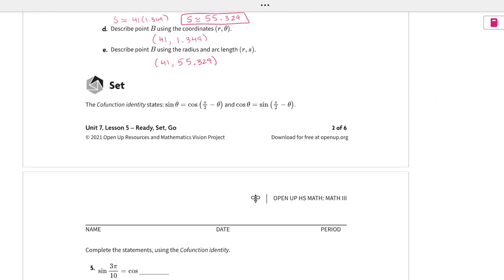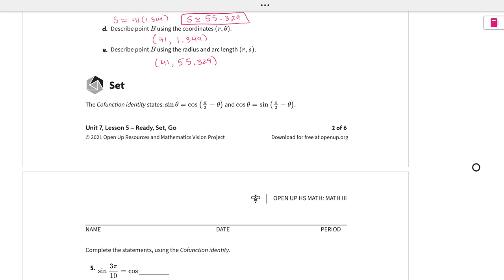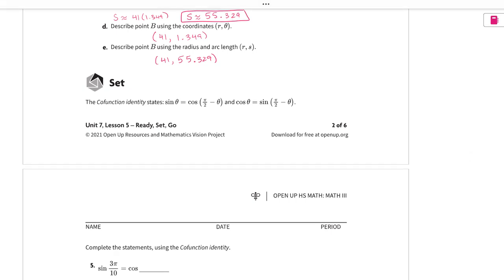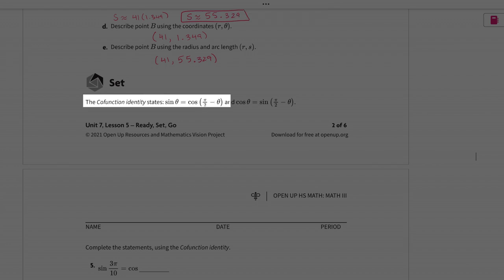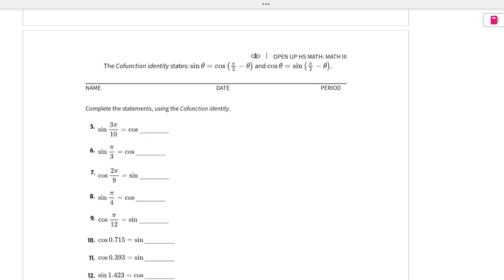So now we're on to the step problems, and it says the cofunction identity states that sine of theta equals cosine of pi over 2 minus theta, and cosine of theta equals sine of pi over 2 minus theta. So let's keep those in mind as we do it. I'll even take a little screenshot of them so we can rewrite this on the next page as we scroll down. There we go. We just keep that in mind. So it wants us to complete the statements using this cofunction identity.